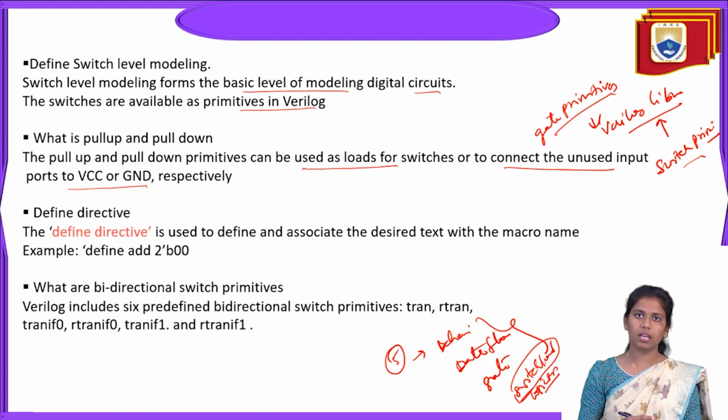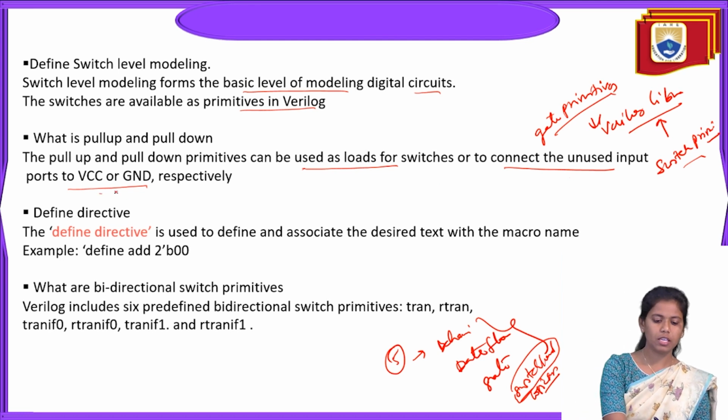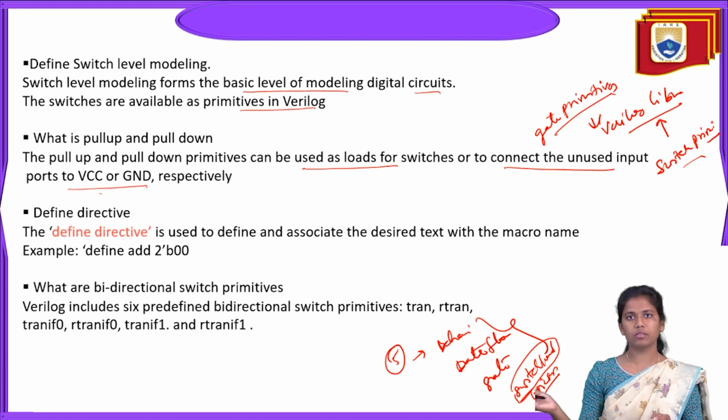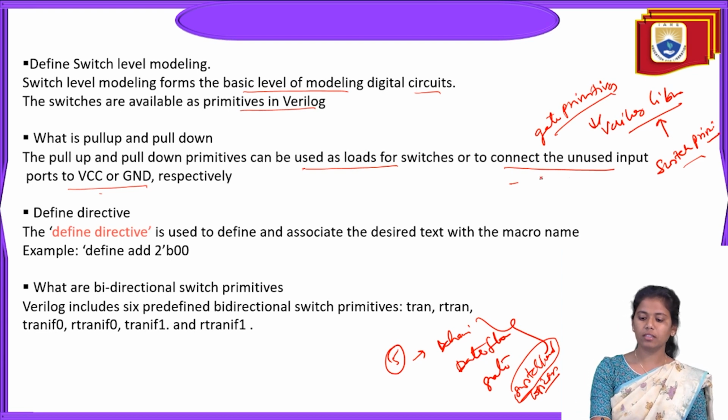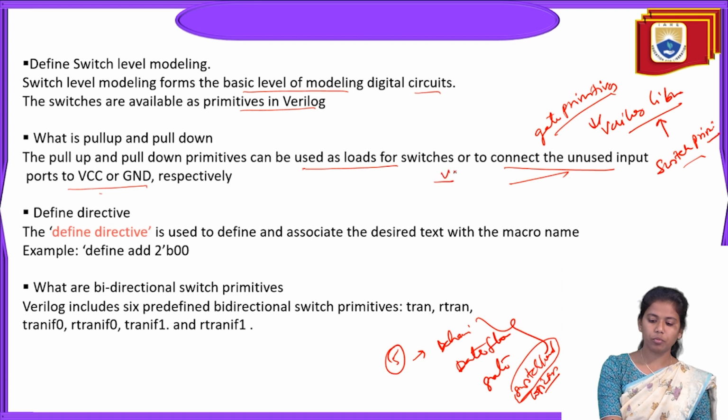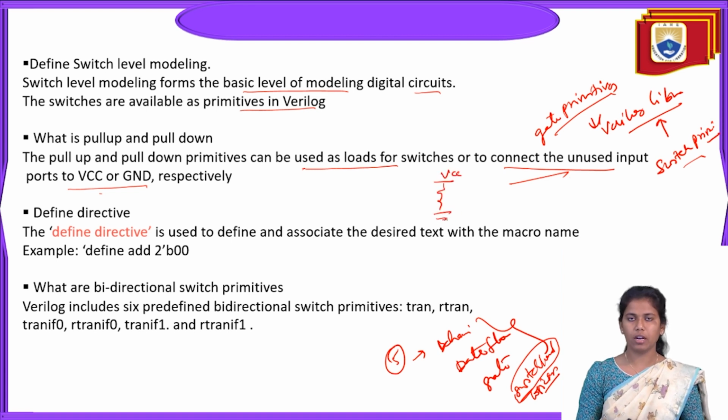In a proper circuit diagram, we come across the power sources, VCC and ground, and also the inputs, the outputs and the connecting devices. So in the circuit diagram we have the VCC power supply and the earthing ground. In order to connect the unused inputs to VCC and to ground, these pull up and pull down primitives are used. You will observe these pull up and pull down primitives in switch level modeling.